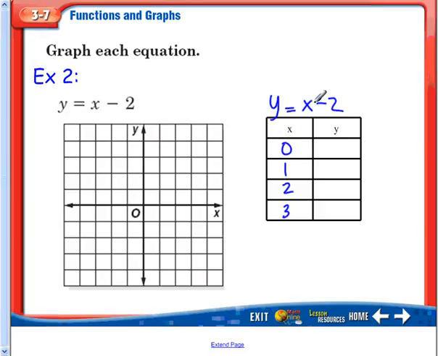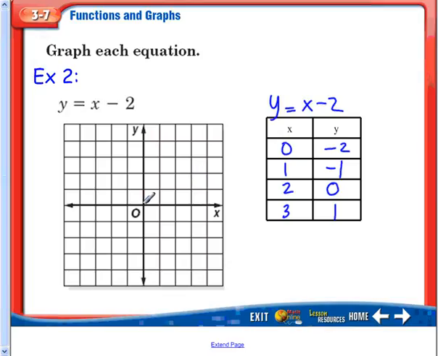When x is 0, 0 minus 2 is -2. When x is 1, 1 minus 2 is -1. When x is 2, 2 minus 2 is 0. When x is 3, 3 minus 2 is 1. Now, I can use those points as my ordered pairs to graph my function.